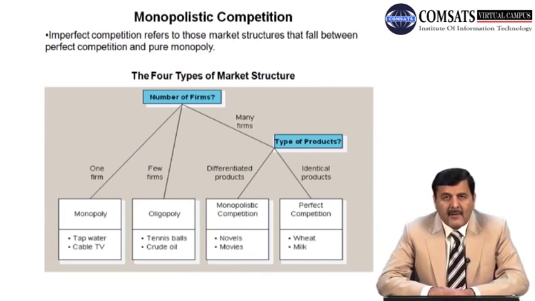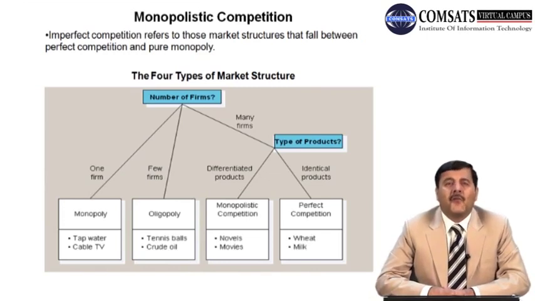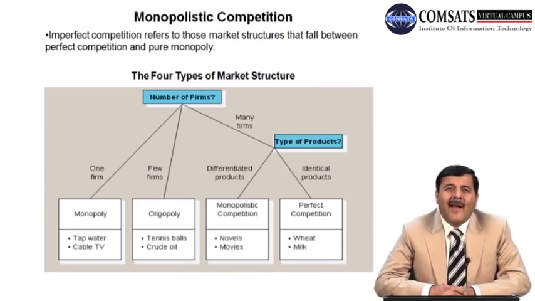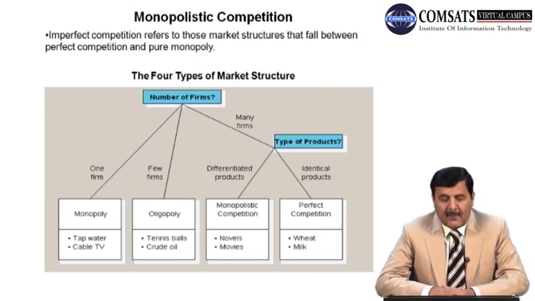Like for example, tap water, cable TV. So these sort of firms are known as the monopolistic firm. And when we talk about oligopoly, oligopoly is a market structure within monopolistic competition, right? So in that case, there are only few firms. When we use the word few firms, that sort of market structure is known as oligopoly. So normally oligopoly has less than 10 firms. The industry which has less than 10 firms is known as the oligopoly market structure, right? For example, if we talk tennis ball, crude oil, so these are the examples of oligopoly market structures.